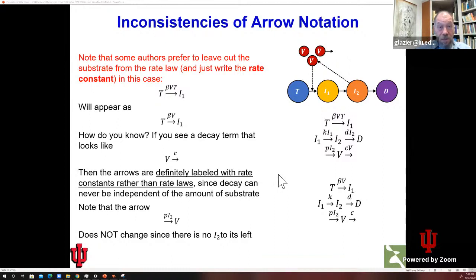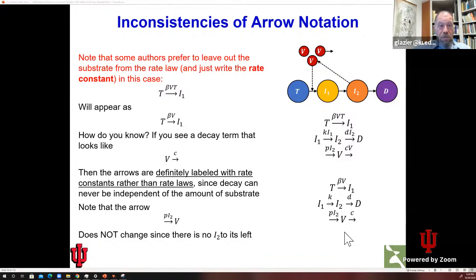The one place that that doesn't work, and that's why I prefer always to write the full rate law, is if I have nothing goes to V here, there wasn't anything to multiply by, and so that one rate law won't change. And so you'll see this diagram here, T goes to I1 rate beta VT, is written T goes to I1 rate beta V, and so on. But this arrow, nothing goes to V at rate pI2, will still be nothing goes to V at rate pI2.